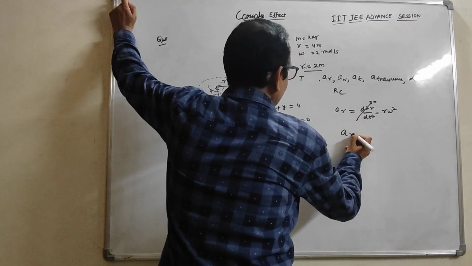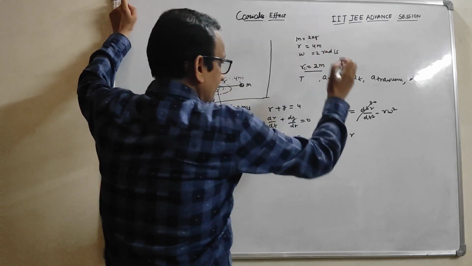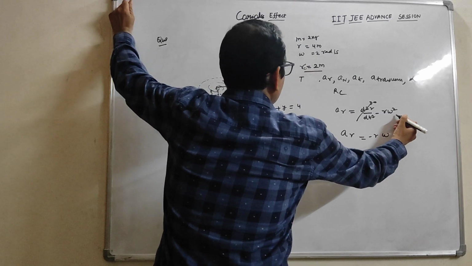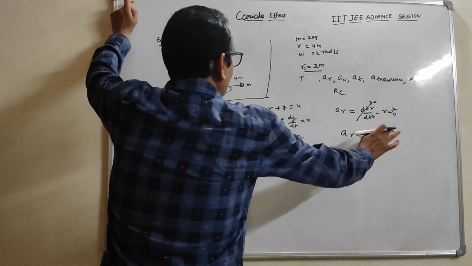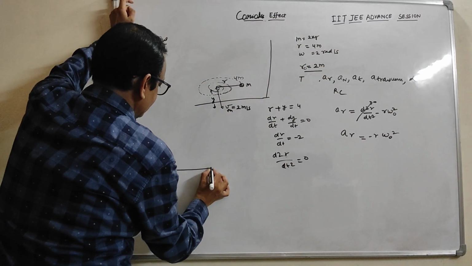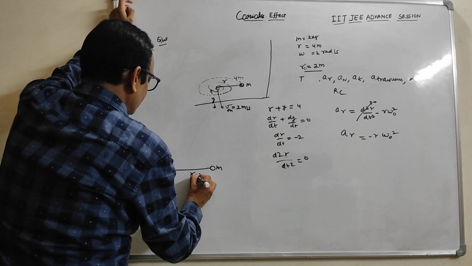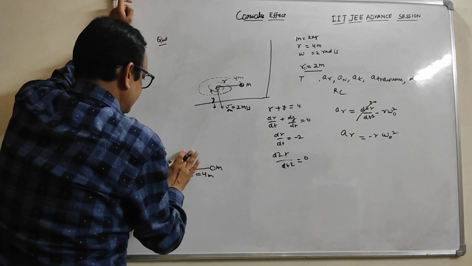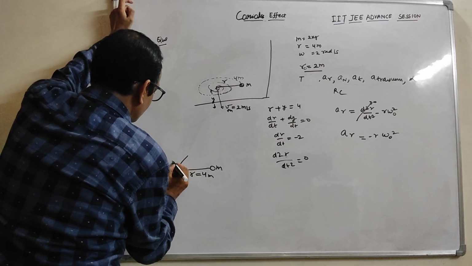So a_r at that instant when the radius is 2 meter, we have to calculate r omega squared, where omega would be omega naught. So we have to find omega naught. We have the initial omega. This is the mass m, and initially r is equal to 4 meter, and at some instant this length would be reduced to 2 meter.